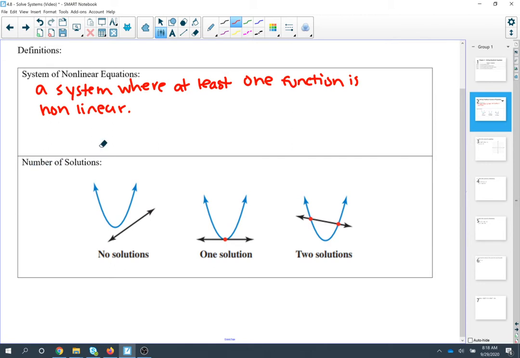So, if we're focusing on a nonlinear system where one of our functions is a quadratic and one is linear, we have a couple different options for solutions. First of all, there could be no solution, so your quadratic function is never going to hit your linear function. We could have one solution where the linear just kind of skims your quadratic and hits it once. And then we have two solutions where it's going to hit it twice.